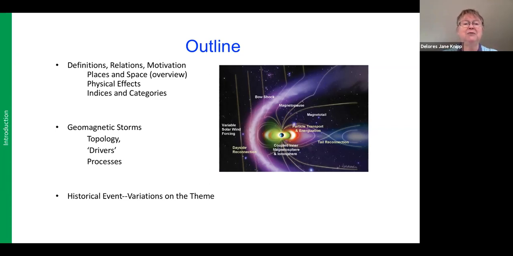So we'll talk just a little bit about places and spaces, and physical effects, as the list of physical effects has grown over the years. And then I definitely want to spend a little time on indices, because I asked you to do that for a pre-lesson activity. Then we'll dig into geomagnetic storms and all the processes going on. The third part of the talk, the historical events, will be the second lecture that I do after we take a break.